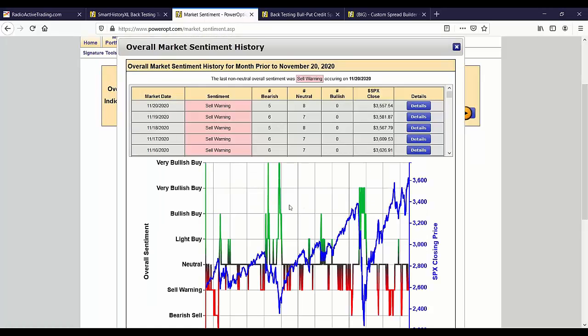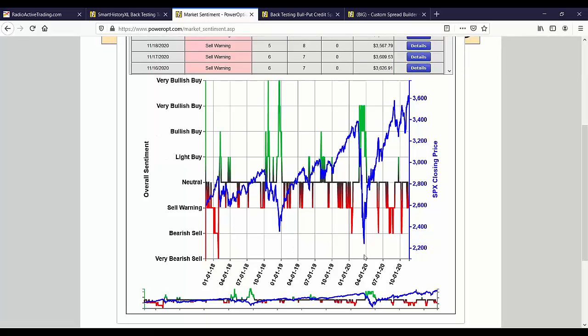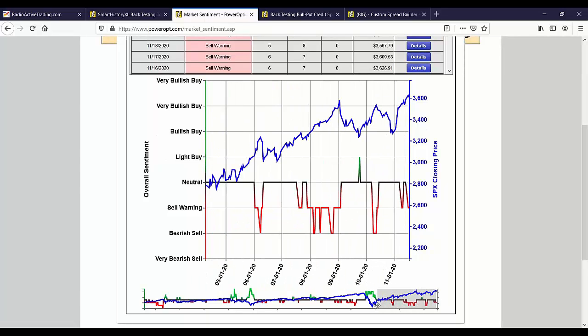We go back to the overall history here. This graph kind of shows you, let's just isolate it to more recent times. The last time we got into that bearish sell warning was right around the beginning of October. We went into a bearish sell, not the very bearish sell, and a couple weeks later we did see the trend we wanted, but we didn't see a bullish buy. We saw a light buy, and I actually opened a Mary put during this time that did well. So it had moved up there on the bearish sell. So that's when these are triggered.